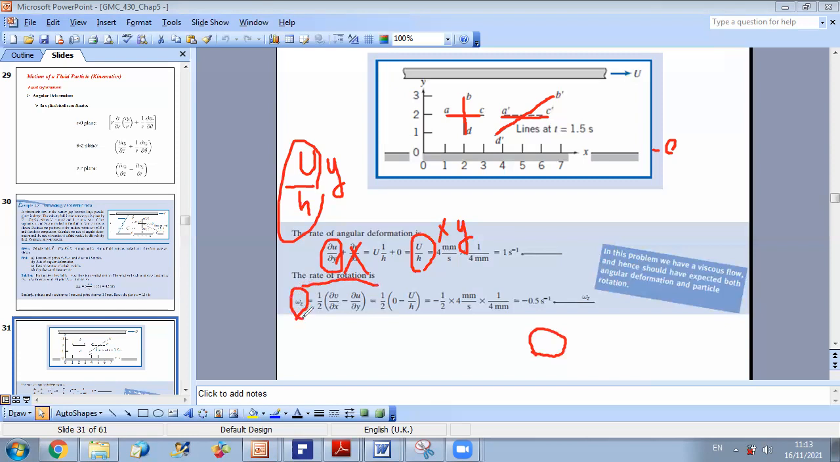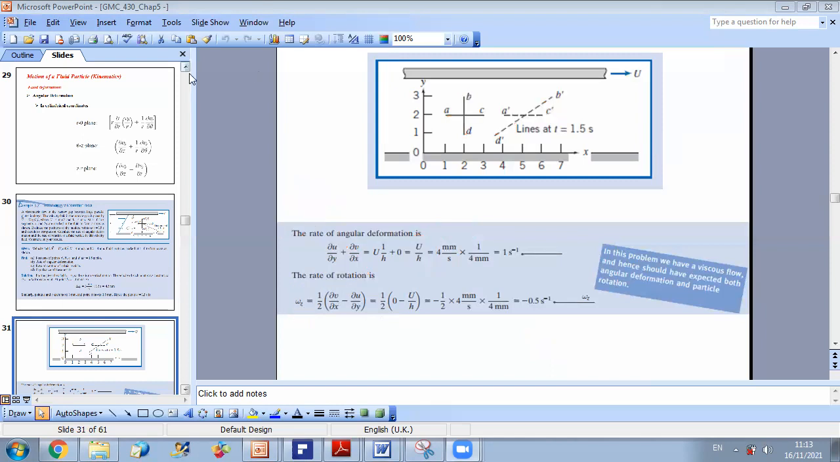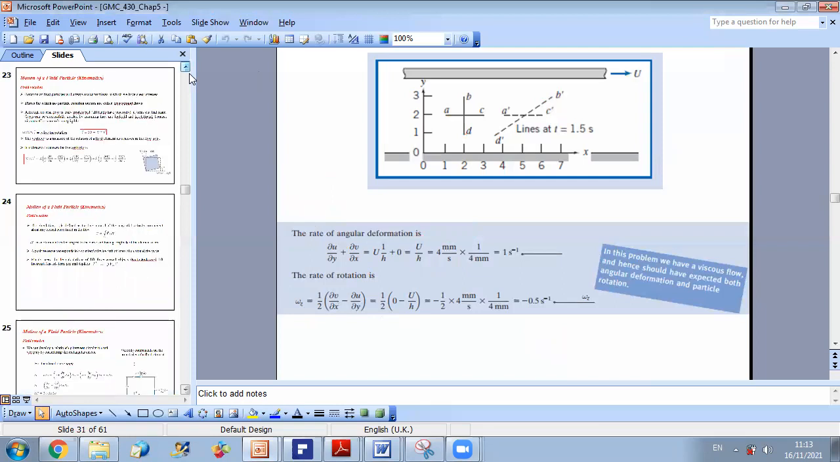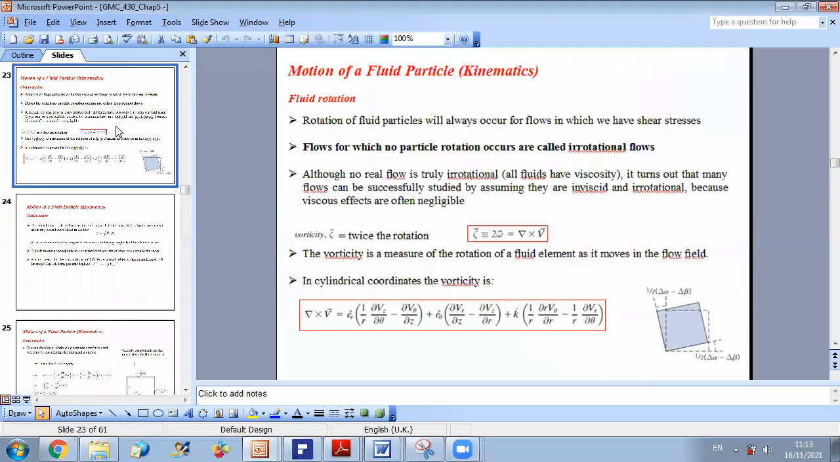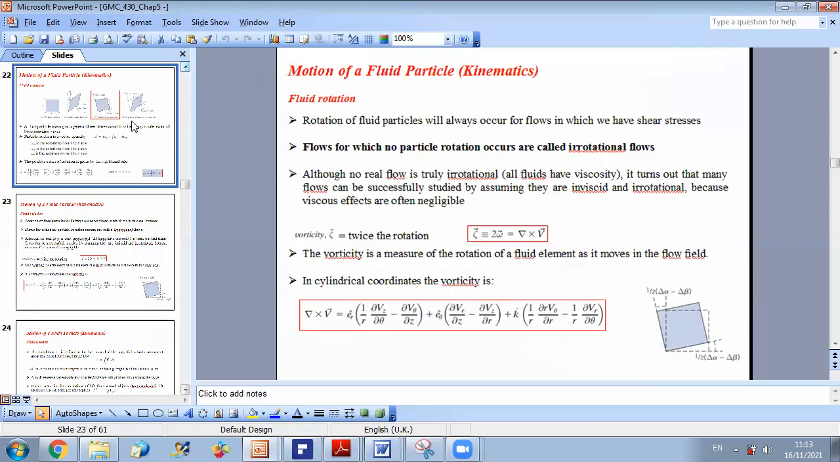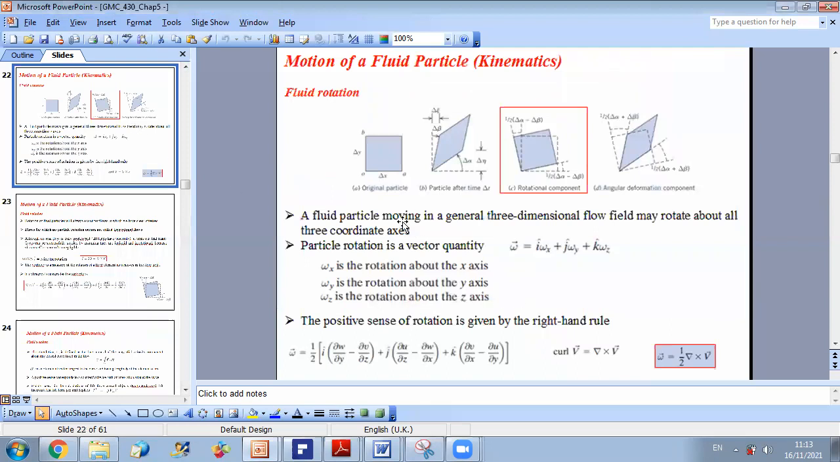Okay. Now, to remind you of the formula of omega, we will go back to the previous slides. We introduced this concept last time. Here you have the formula of omega in Cartesian coordinates. Omega is half of del W by del Y minus del V by del Z along I. But for this flow, no W, no V, so these terms will cancel out.